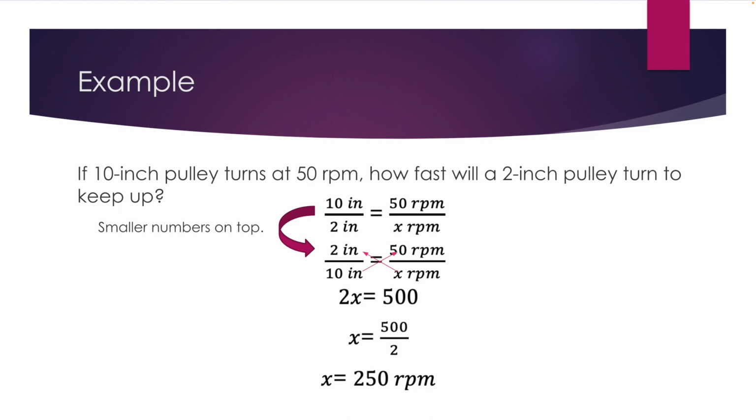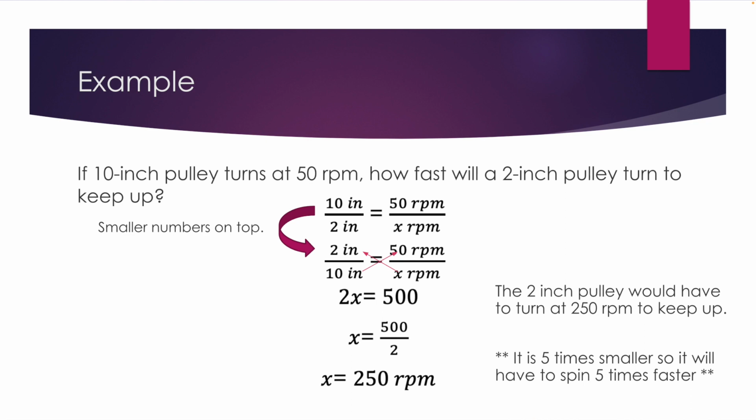With these types of problems, it can be really helpful to then read back over the question and see if your answer makes sense. So in this case, the 2-inch pulley is 5 times smaller than the 10-inch pulley. So it's going to have to spin 5 times faster, and 50 times 5 is 250 RPMs. So it's another way to think about it, but I always recommend going back to the question just to double check that your answer makes sense logically.